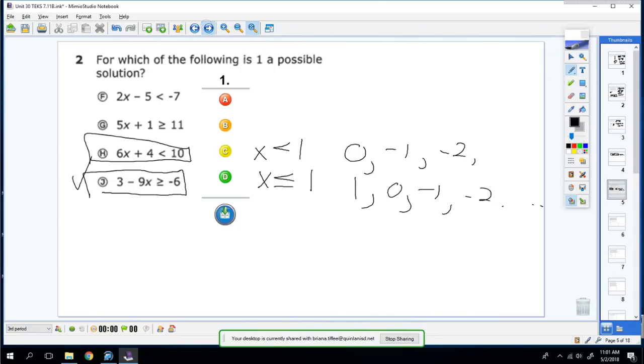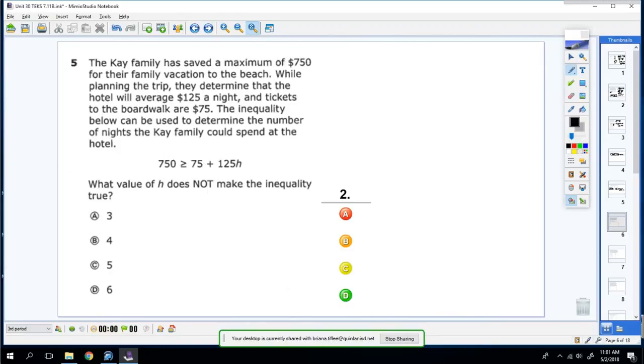All right, number 5. The K family has saved a maximum of $750 for their family vacation to the beach. While planning the trip, they determined that the hotel will average $125 a night, and tickets to the boardwalk are $75. The inequality below can be used to determine the number of nights the K family could spend at the hotel. What value of H does not make the inequality true?